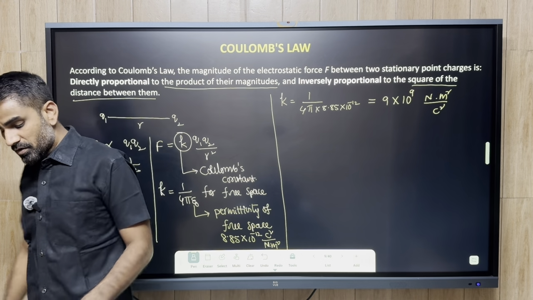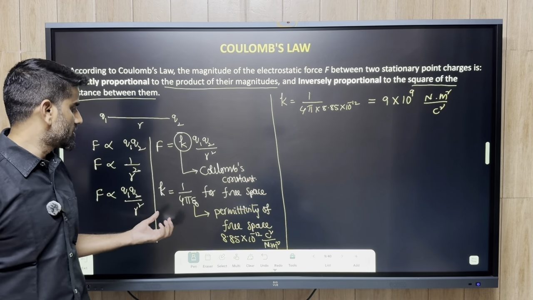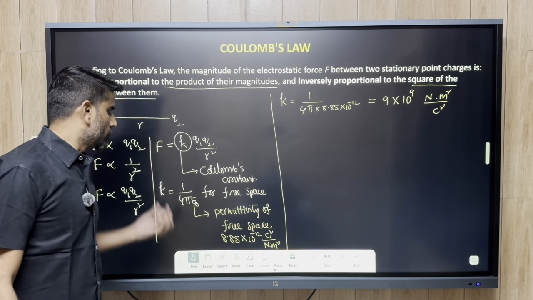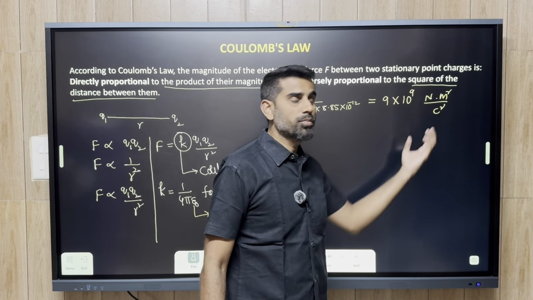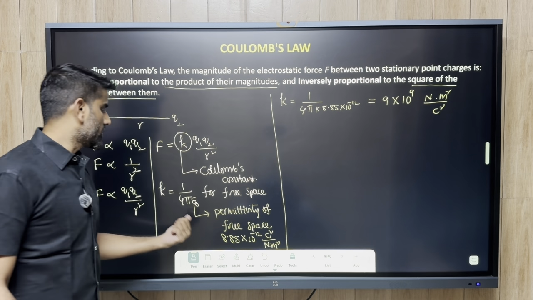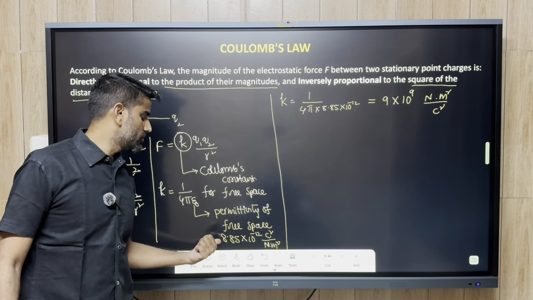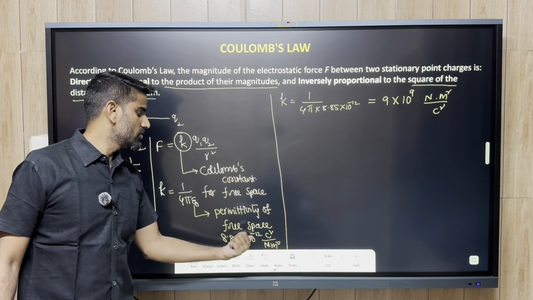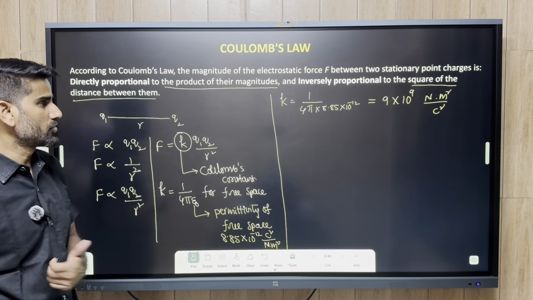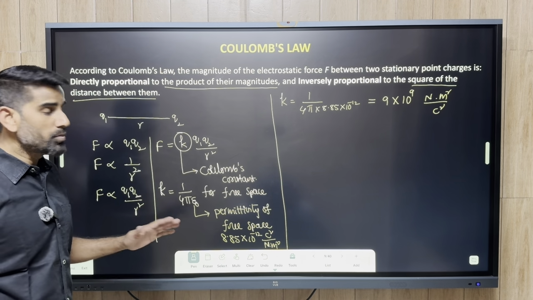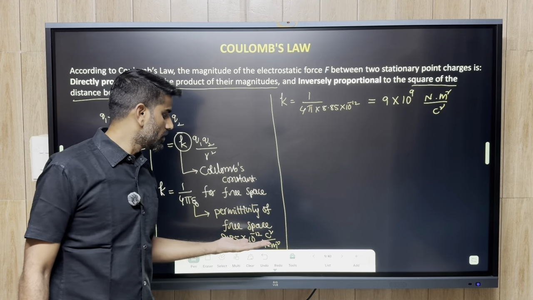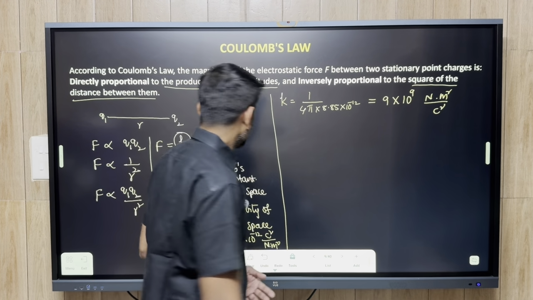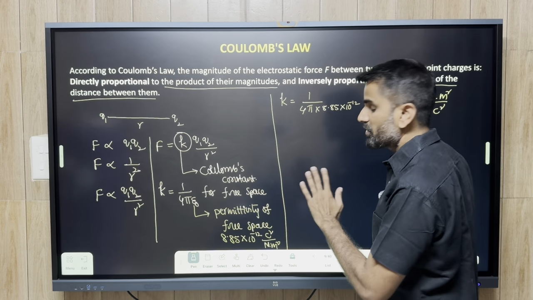So we have discussed two constants. One is Coulomb's constant, which comes out to be 9 times 10 to the 9 Newton meter square per Coulomb square, and the other is the permittivity of free space, which is 8.85 times 10 to the minus 12 Coulomb square per Newton meter square. You may be wondering how these units came about. Let's understand how these units are defined.